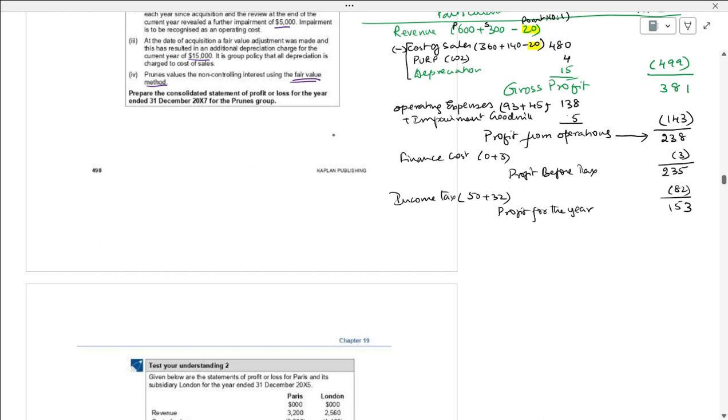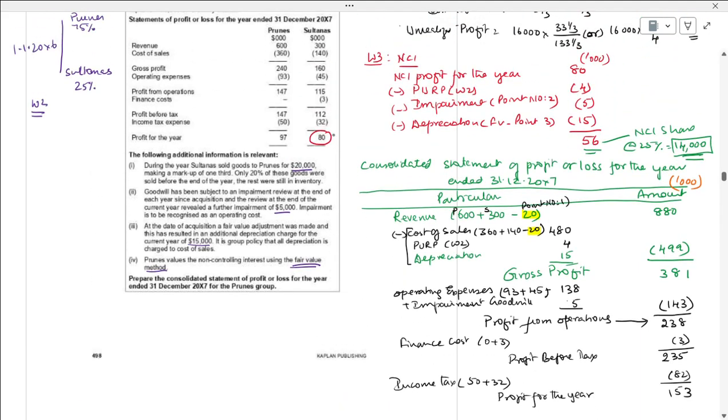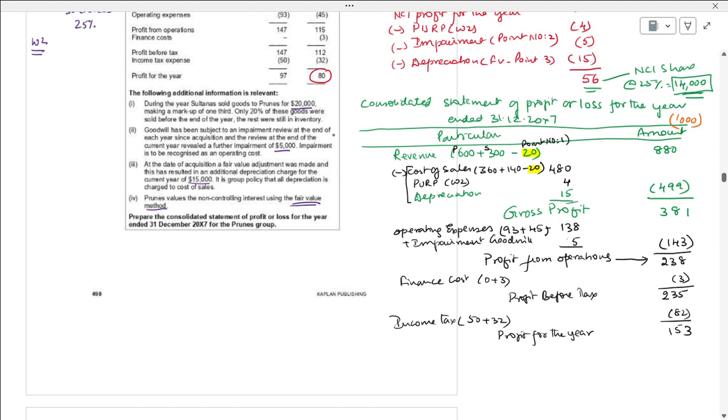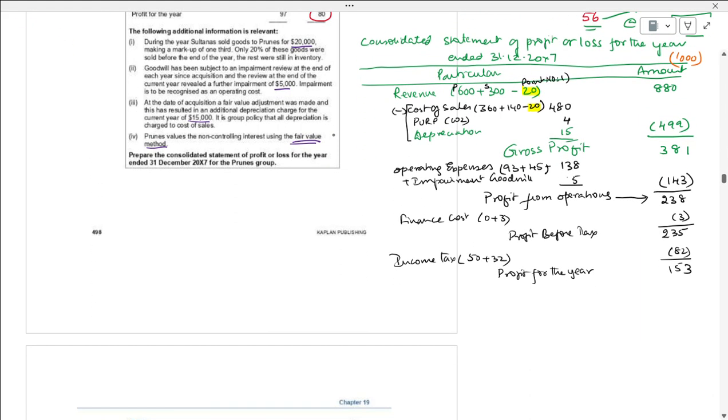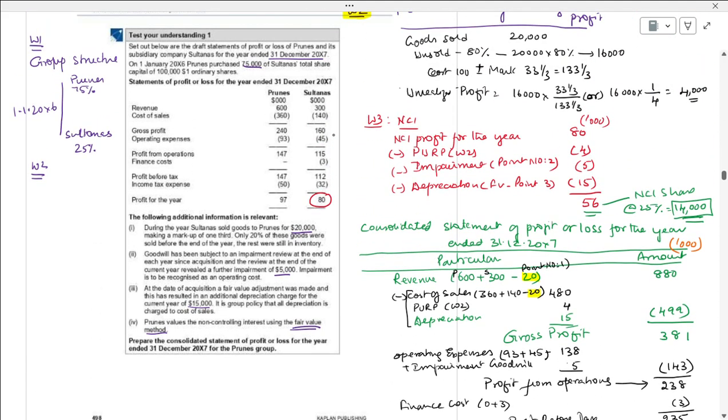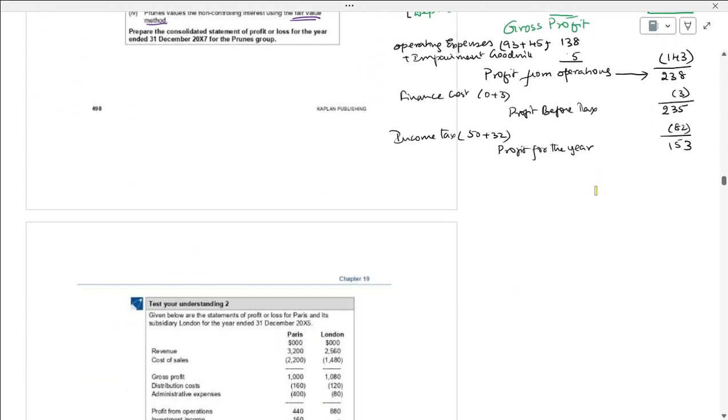Now what do we have to do? How much is the profit of the subsidiary? We have calculated it somewhere here. The NCI share is how much? The NCI share is 14, from working 3.